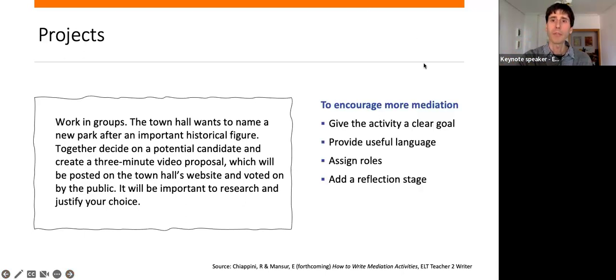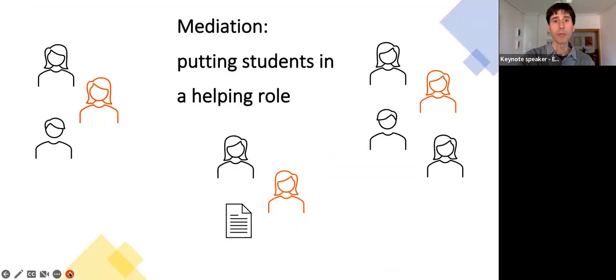And I've given you some tips here for including a little bit more mediation of concepts within group work. One is giving a clear goal to an activity. Also maybe providing students with some useful language. We saw that earlier with that list of extra questions for one of the people in the groups. Assigning roles, maybe actually assigning a student to be the group leader and organize the activity. And finally, to add a reflection stage, basically getting students to think a little bit about how well the group worked together as a group.